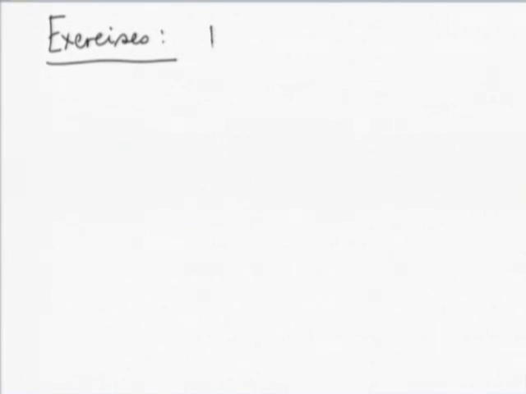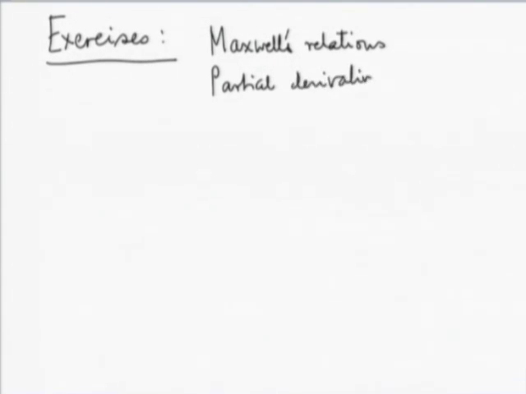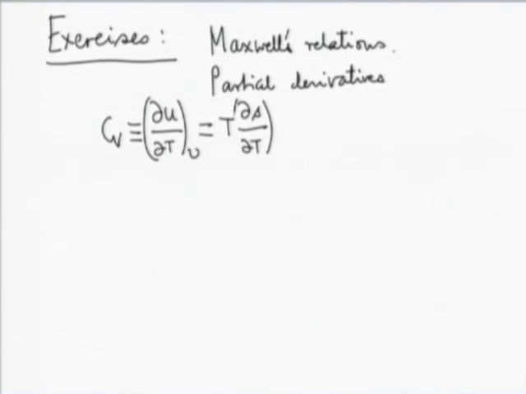For example, we must know how to manipulate and obtain Maxwell's relations. We should be comfortable with partial derivatives. And then for fluids, we have shown that CV, which is defined to be partial of u with respect to T at constant v, is T partial of s with respect to T at constant V. Similarly, you should show and not hesitate to use this relation.